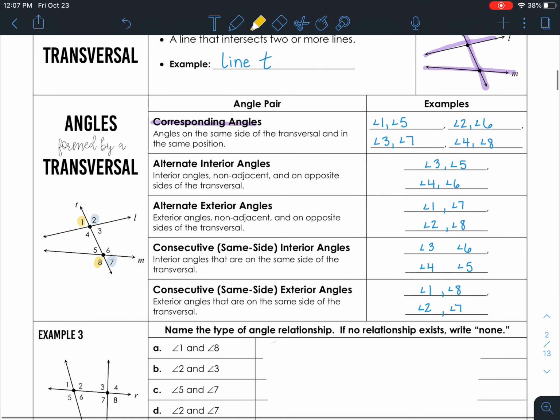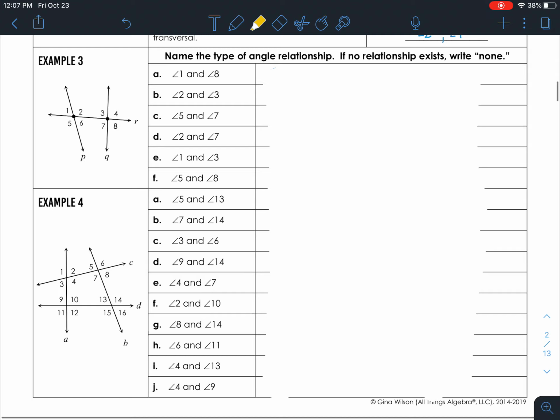All right, so here's some practice that I would like you to try. 3 and 4. So all you're going to be doing is looking at the diagram that they have next to each other, and you're going to be looking at the two angle numbers. Are those angles consecutive interior, consecutive exterior? Are they same side interior, same side exterior, or maybe they're corresponding? You're going to write that name in the blank next to it. If they are none of these, you're just going to write none. So I'm going to give you a minute here, pause the video, give these a try, and I'll give you the answers.